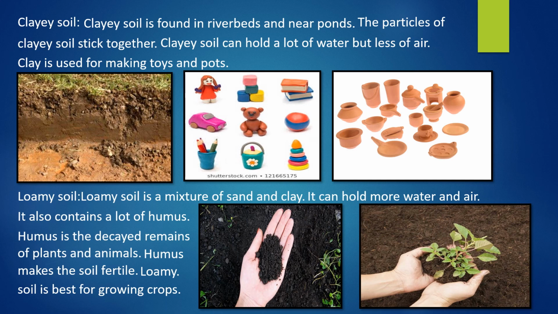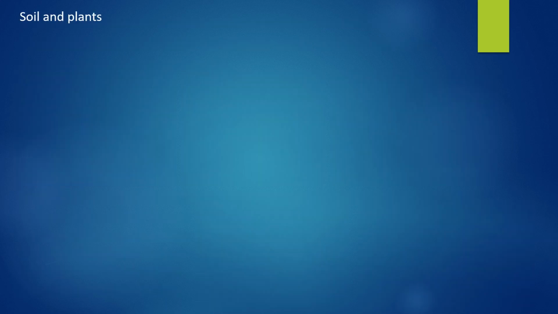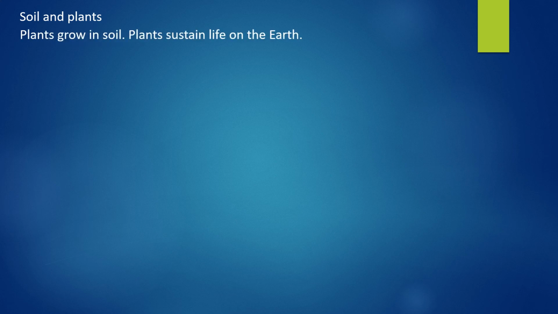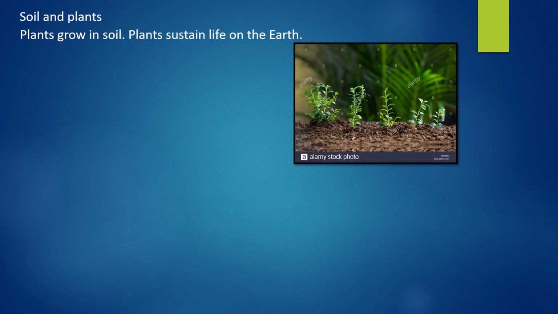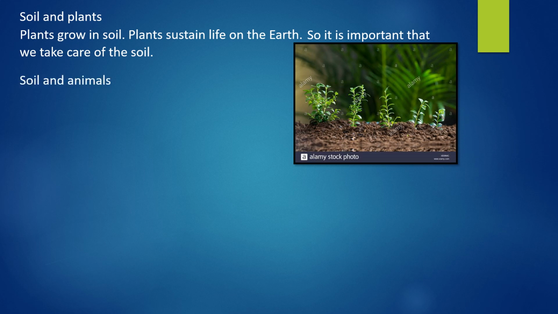These are the plants we can grow in loamy soil. Soil and plants. Plants grow in soil. Plants sustain life on the earth. Because of the plants only life is sustained. Without plants no life will be there on the earth. So it is important that we take care of the soil and animals.